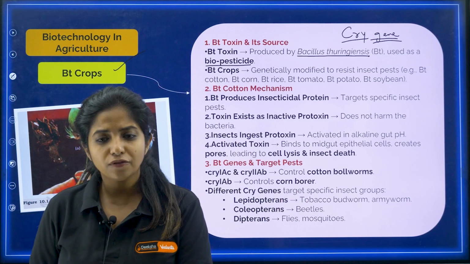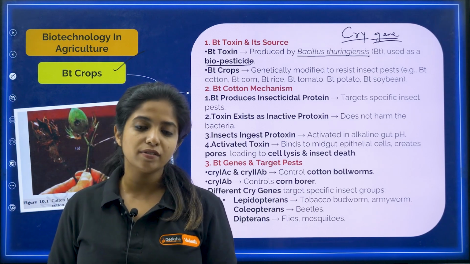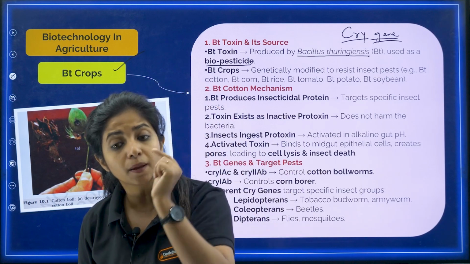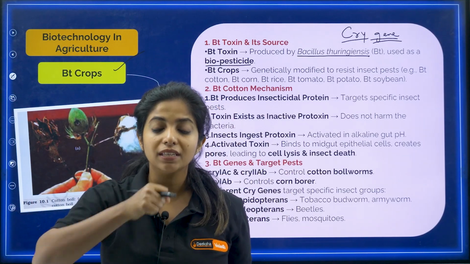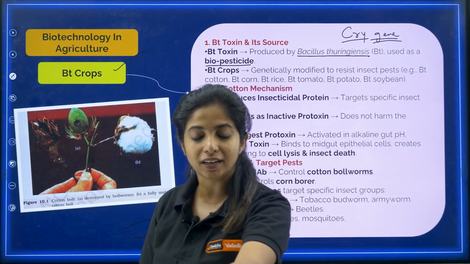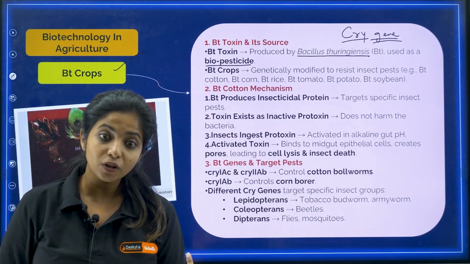So what if we take the same gene? We do not obviously expect the bacteria to be always there. So what if we just take the gene and put it in the plant's body? The plant will also produce the same toxin. Now when an insect comes and eats the plant, what will happen? The insect will die. Now don't you think it's a good mechanism?